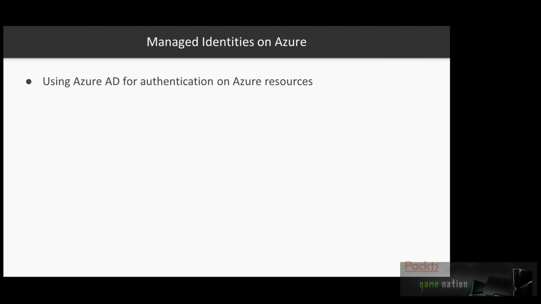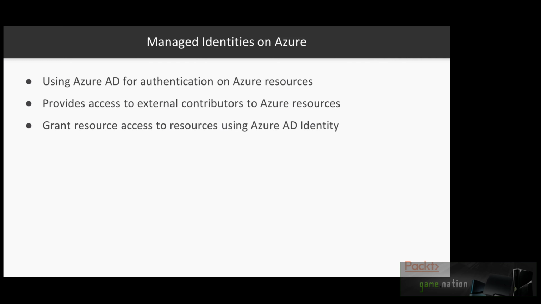And this also means that you can provide access to each individual resource to external contributors so that they can access the resource, modify it, and make changes, but they won't be provided with access to any other resource within the region or within the resource group itself. And all of that is done using the Azure Active Directory identity.